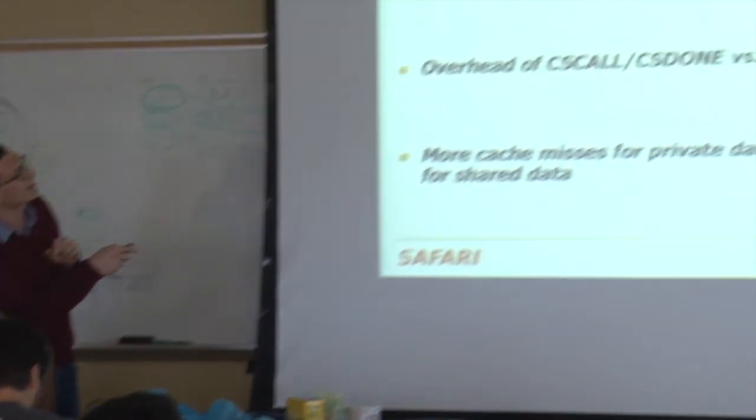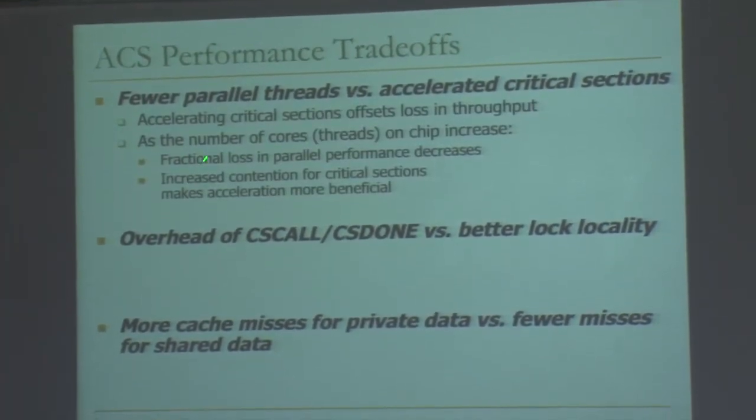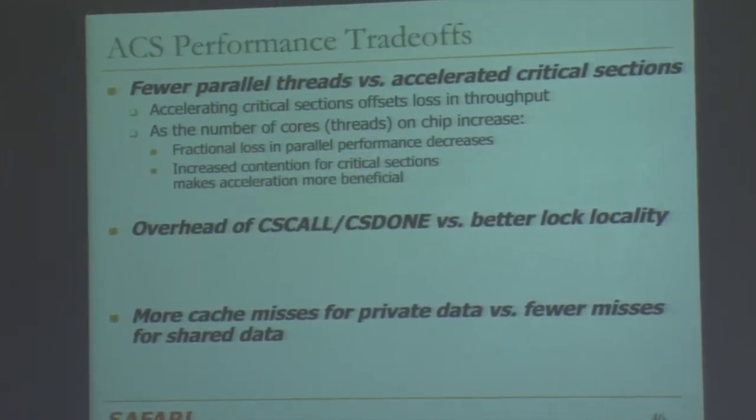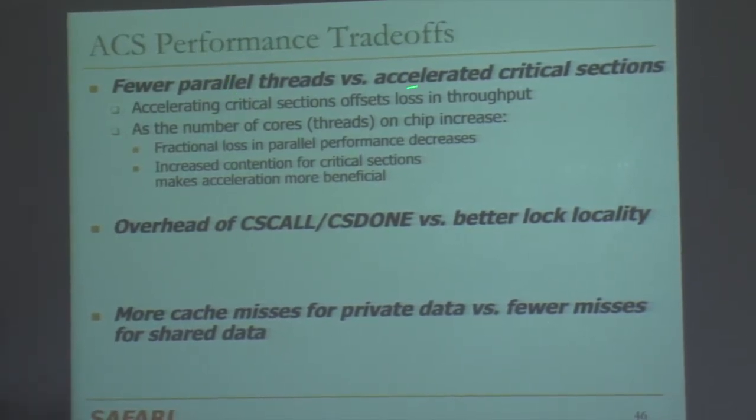You get fewer parallel threads in the parallel portion, but you accelerate the critical sections. It turns out accelerating critical sections offsets the loss in parallel throughput. And this is actually less of a problem as you go forward. As the number of cores on chip increases, the fractional loss in parallel performance decreases.